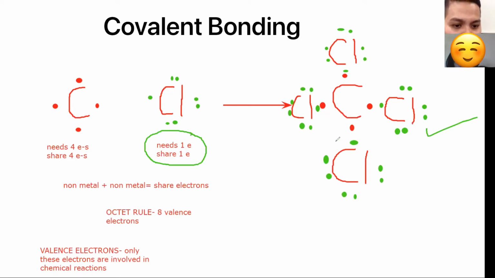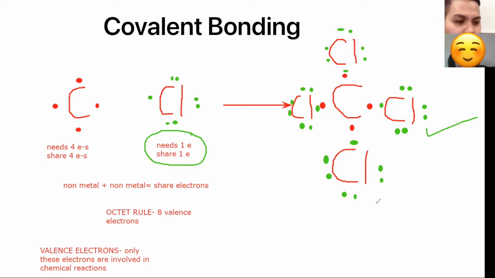So this chlorine is also stable because it has already 8 valence electrons. What about carbon now? How many electrons carbon has? 8. Is it stable now? Yep. So this is what I'm trying to say.